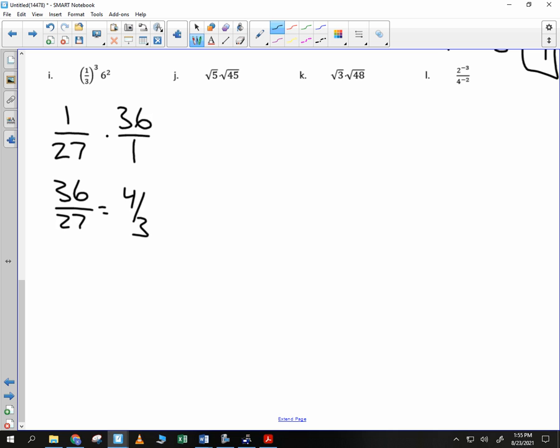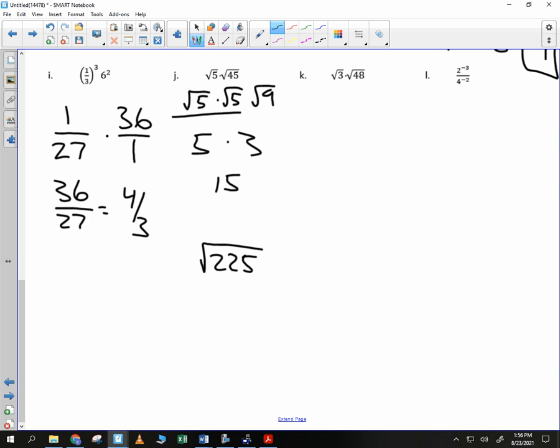Letter J. Whitney's smiling at the problem. I think she's got an idea. What do you want to do? So, I want to do the square root of 5, and then split up the 45 to the square root of 5, square root of 9. Well, I like that, because the square root of 5 times square root of 5 is 5. And square root of 9 is 3, which is 15. Now, there's another way to do it. What is 5 times 45? 225. And what's the square root of 225? It's 15. See how you have 2 ways to do it?